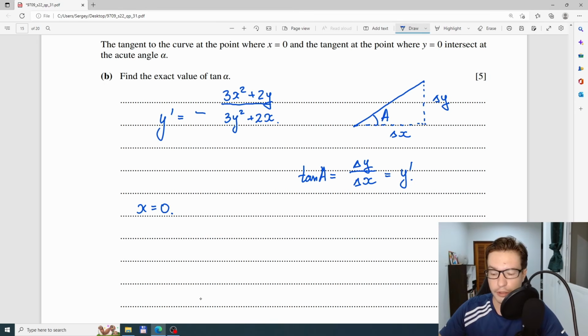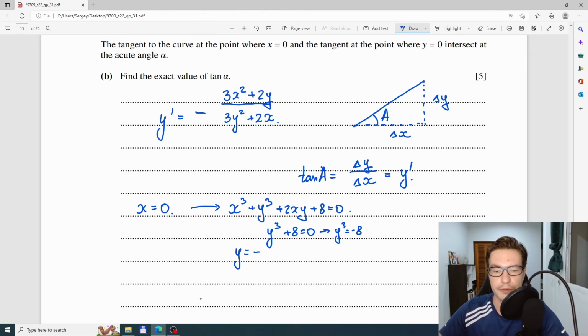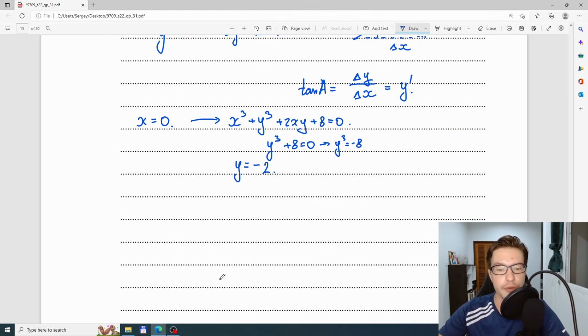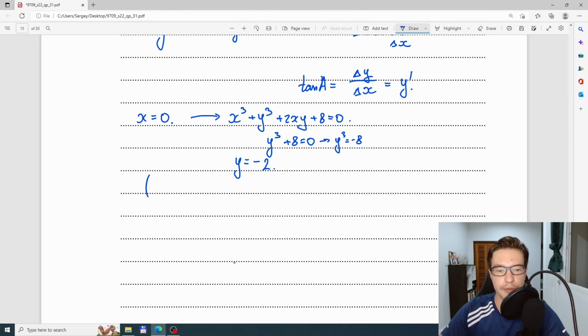So I will look back at the equation of the curve, which is x cubed plus y cubed plus 2xy plus 8 equals 0, and I substitute x equals 0 into this equation in order to find y. I will get y cubed plus 8 equals 0. So y cubed equals minus 8, and taking the cube root gives me minus 2. So the first point is 0, minus 2.